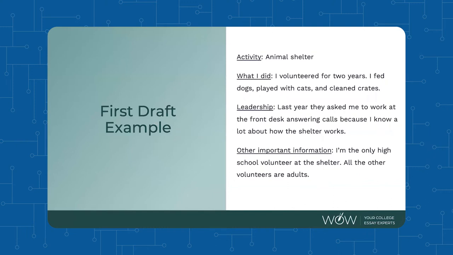Here's an example. So let's say that you worked at an animal shelter. So I would make some notes, what I did. I volunteered for 2 years. I fed the dogs, played with the cats, cleaned crates. This is much more than 150 characters. Leadership, last year they asked me to work at the front desk answering calls because I know a lot about how the shelter works. Other important information, I'm the only high school volunteer at the shelter. All the other volunteers are adults. So these are just notes. This is just helping me think about this activity.